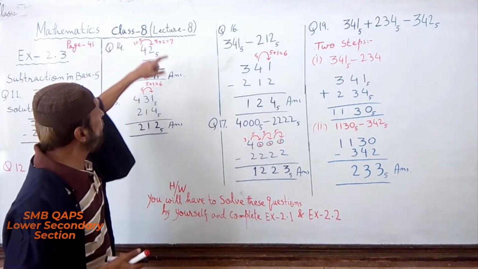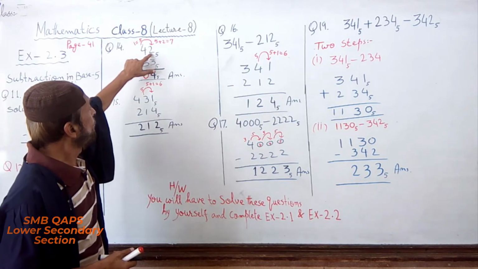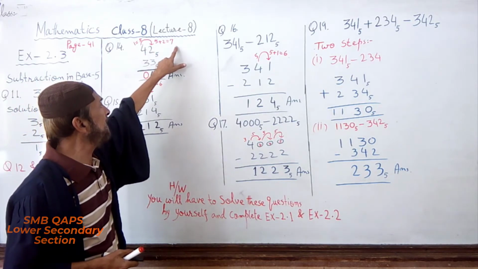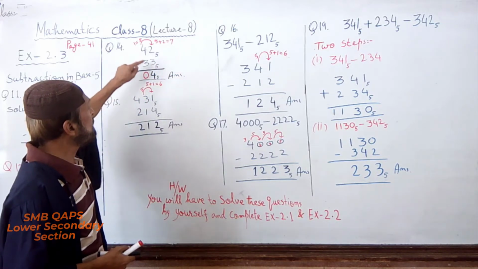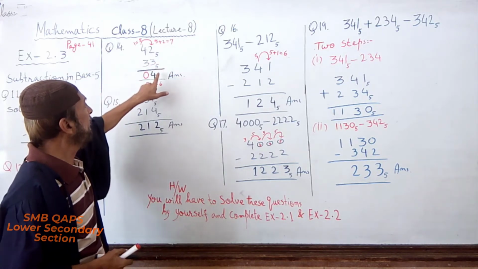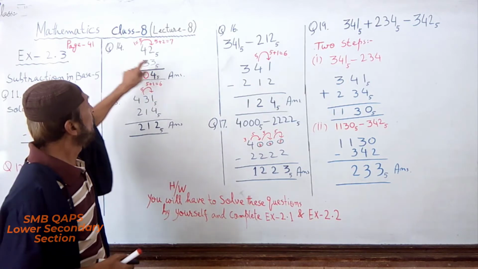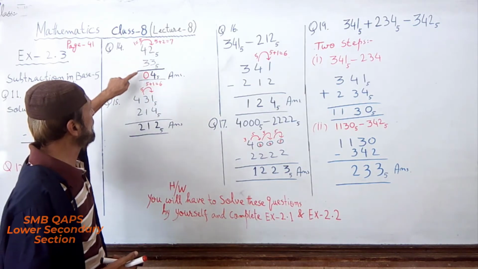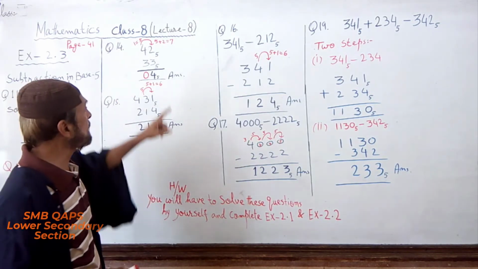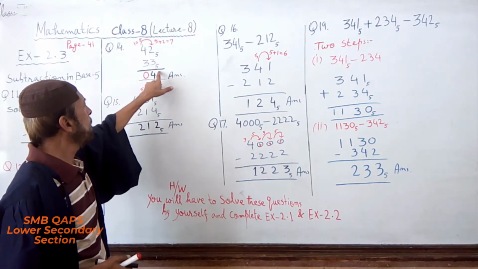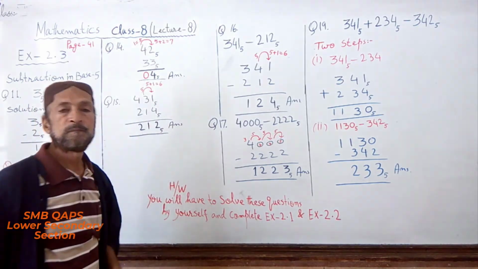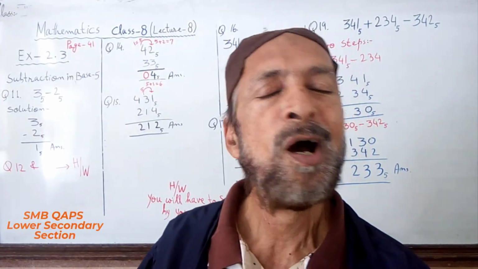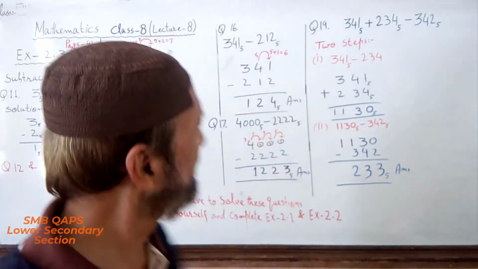When this 5 comes over here, 2 is already over there. So 5 plus 2 is equal to 7. Subtract 3 from 7. Answer is 4. Here 3 only. 3 minus 3, 0. So answer is 4 base power 5. Understand? Okay, next question.